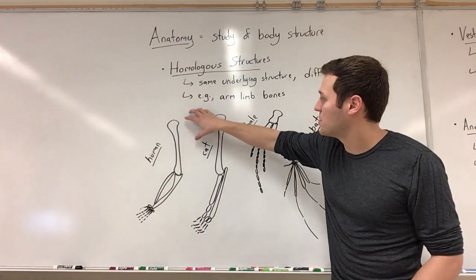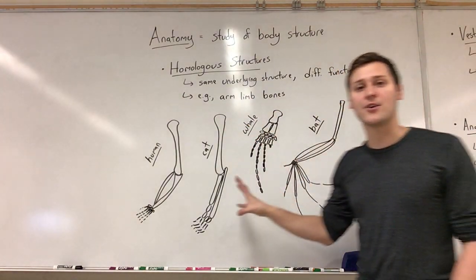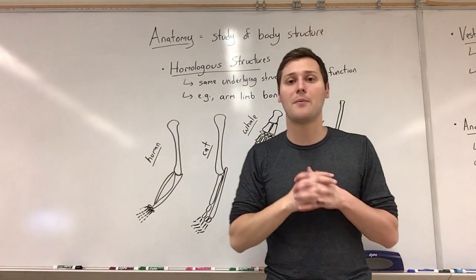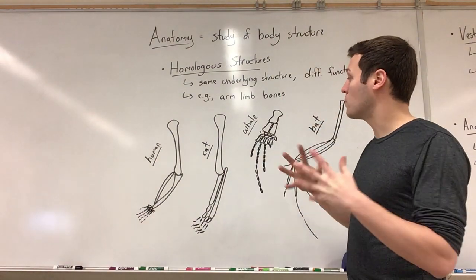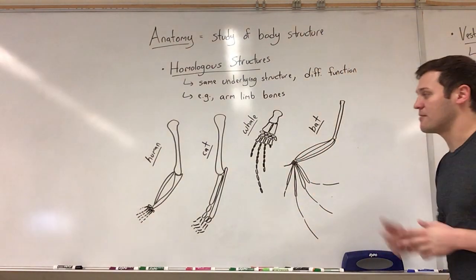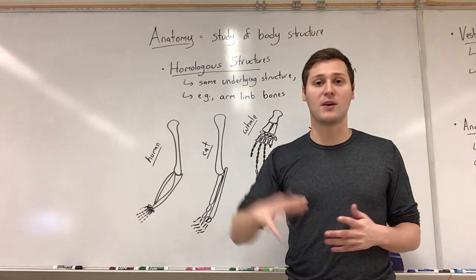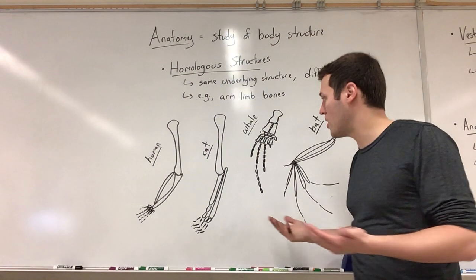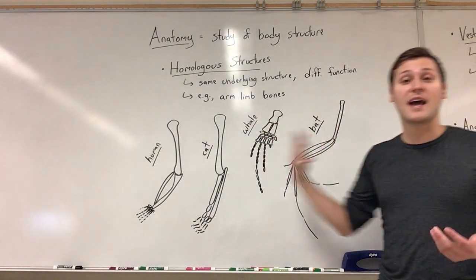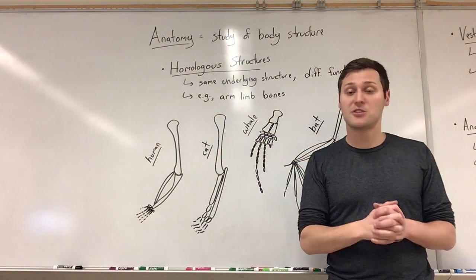And the only explanation for this same underlying pattern is the fact that they all shared a common ancestor that had that pattern. Otherwise, it wouldn't make sense why whales would have this one bone, two bones, many bones pattern, would have finger bones when they don't necessarily have fingers. So that serves as evidence for evolution and common ancestry.